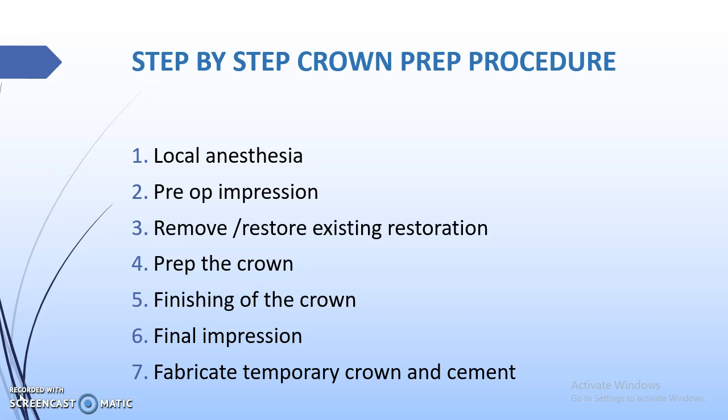Step-by-step crown prep procedure. It will be easier to understand the procedure of rapid crown prep if we look into each step separately. Firstly, we will start with the local anesthesia, then the pre-op impression, then we have to remove the existing restoration and restore it, then we have to prepare the crown and finish it, and at last the final impression is done, and then we have to fabricate a temporary crown and cement it.